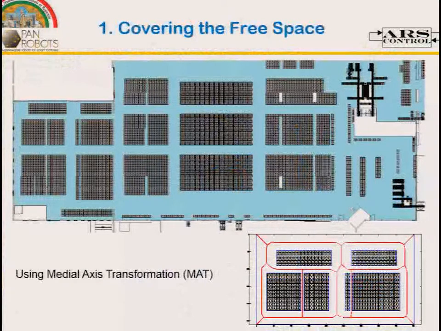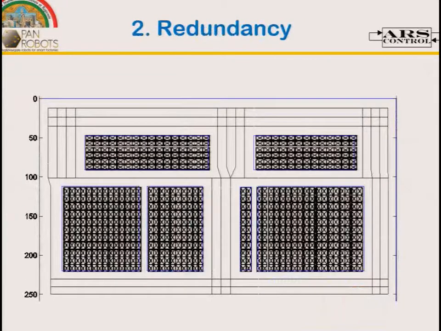Furthermore, this roadmap has to satisfy some requirements. One of these is, of course, the covering of the free space. To do that, we use the medial axis transformation of the free space. Second, the roadmap has to be redundant. The redundancy is achieved by maximizing the number of paths and roads on the roadmap, and this is an index of quality for the traffic flow in the environment.